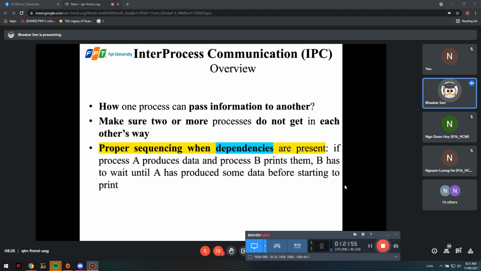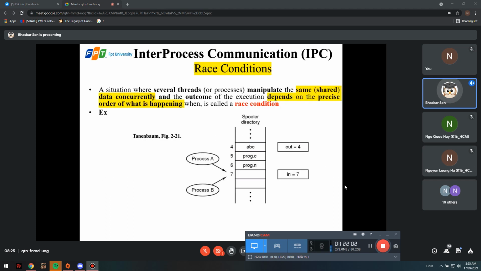Remember, race condition is not a deadlock. Race condition leaves the final state of the resource unpredictable and inconsistent. Okay? All right, we will leave you here.